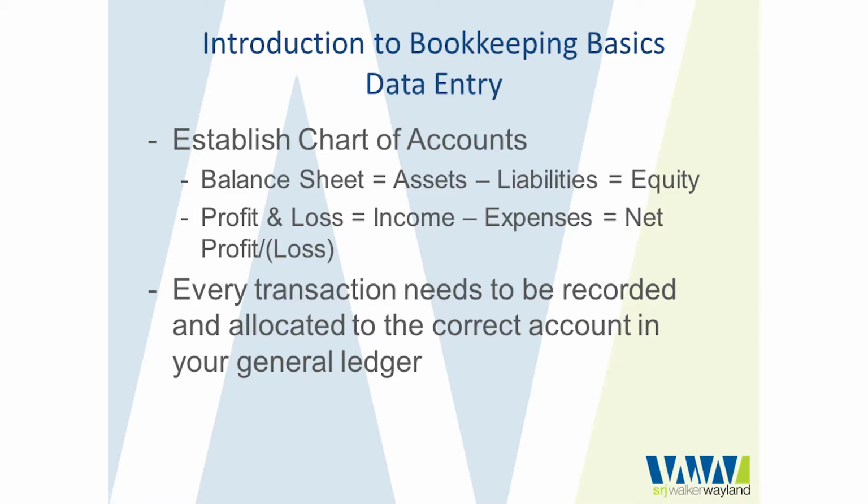And when you're posting to your chart of accounts, every transaction needs to be allocated to the correct account and recorded in your general ledger. So your general ledger then is the balances that go up and are incorporated into producing a trial balance that records all your debits and all your credits, and it's important that those are reconciled and equal each other. So your debits must always equal your credits.